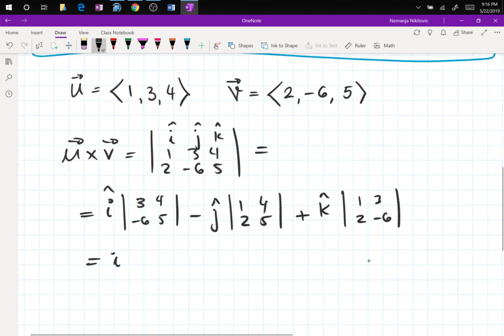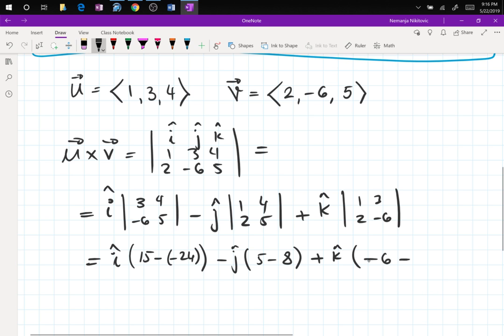So now, i, that's 15 minus negative 24, minus j, 5 minus 8, plus k, negative 6 minus 6. We can use either ijk or spiky brackets. That's 39, positive 3, and negative 12.